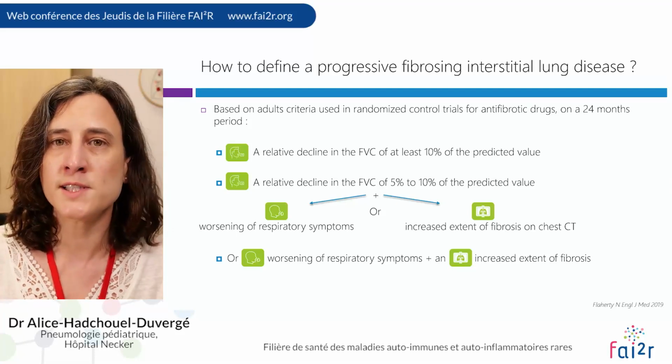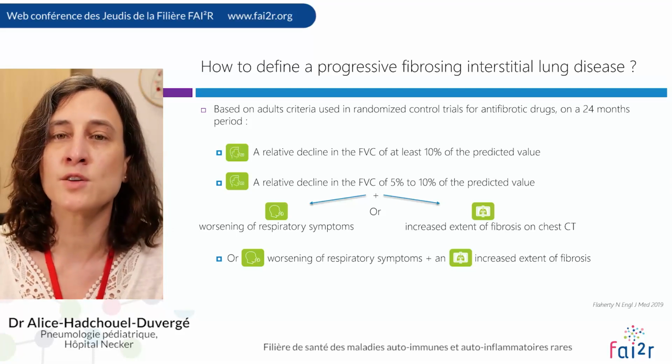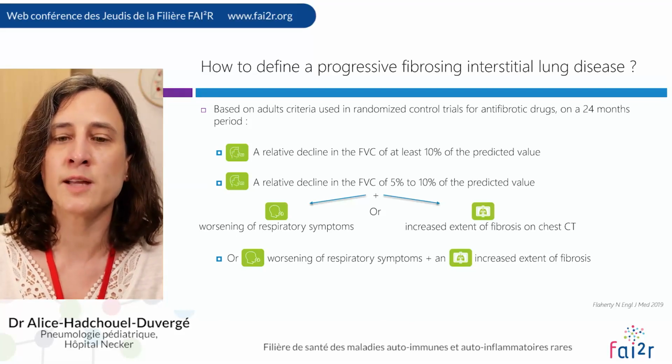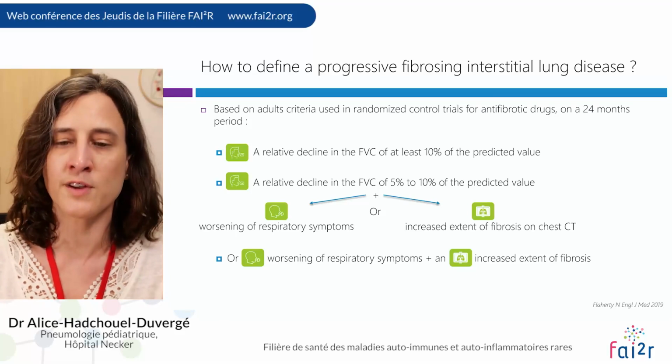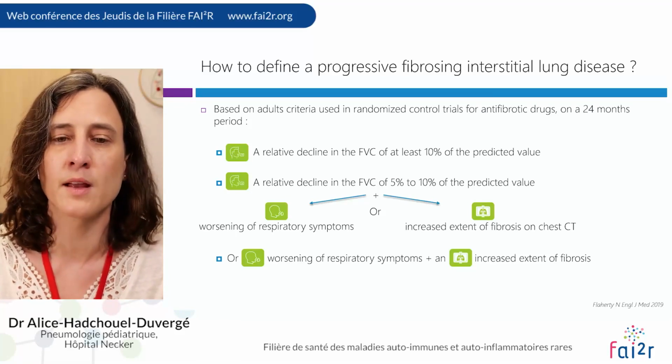A progression of the disease can also be defined if there is a relative decline in the forced vital capacity of 5 to 10% associated with a worsening in respiratory symptoms or an increasing extent of the fibrotic lesions on the chest CT. And finally, progression can also be defined if there is a worsening of the respiratory symptoms associated with an increasing extent of lung fibrosis on the chest CT.